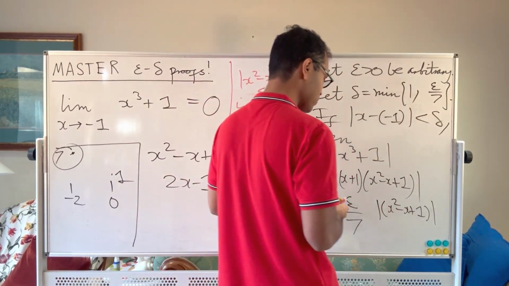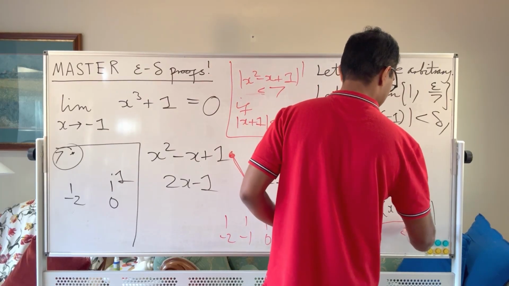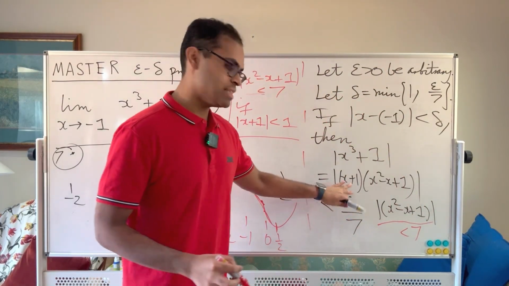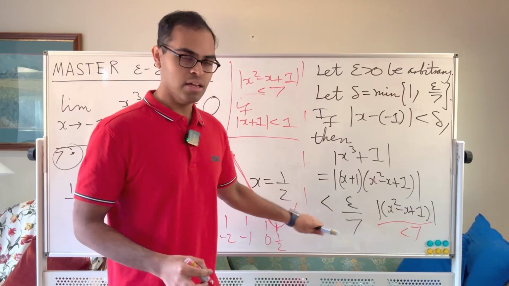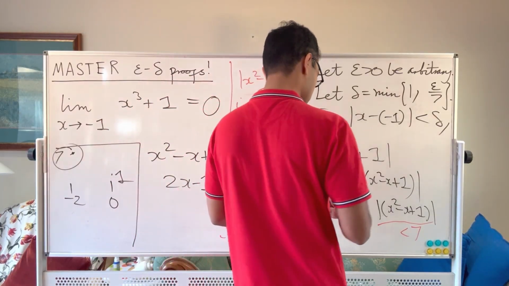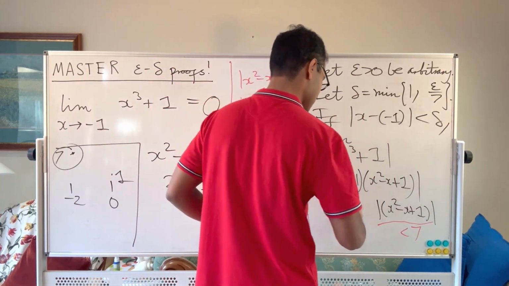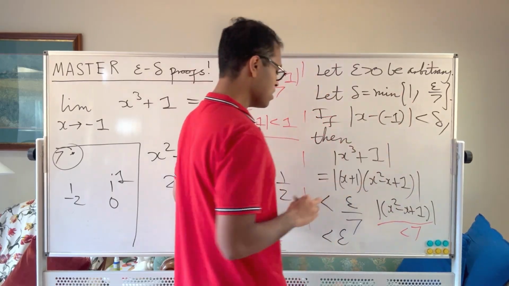So I'll just write that down. It could even be less than or equal to 7. That would still be fine because we already have the strict inequality here. But it's less than 7. So that means that the total expression is going to be less than epsilon. Okay, so there we have it.